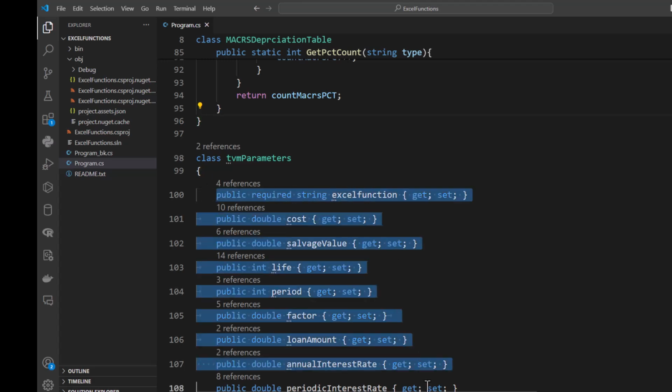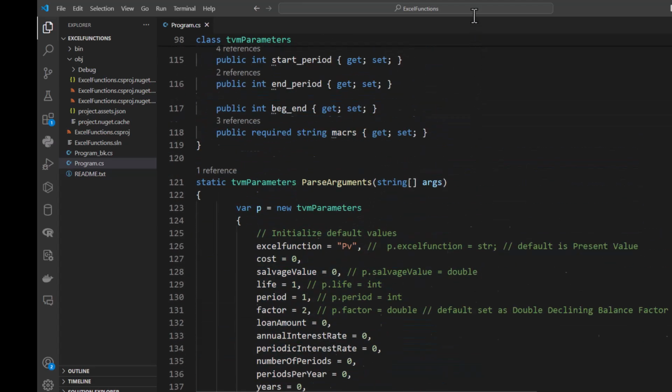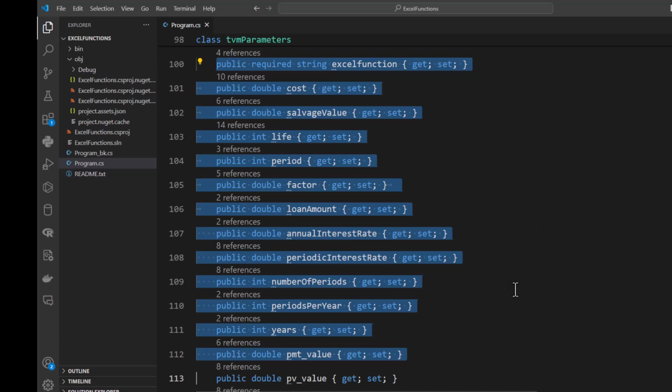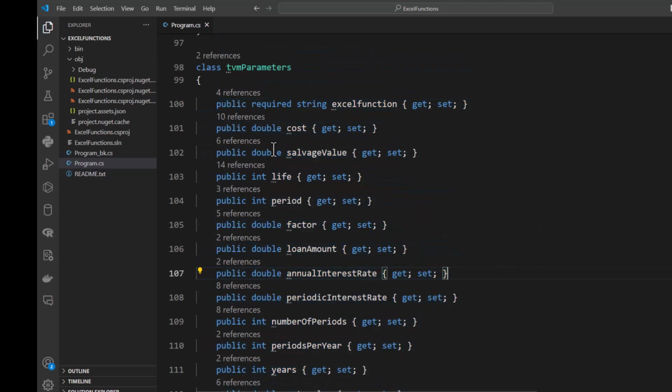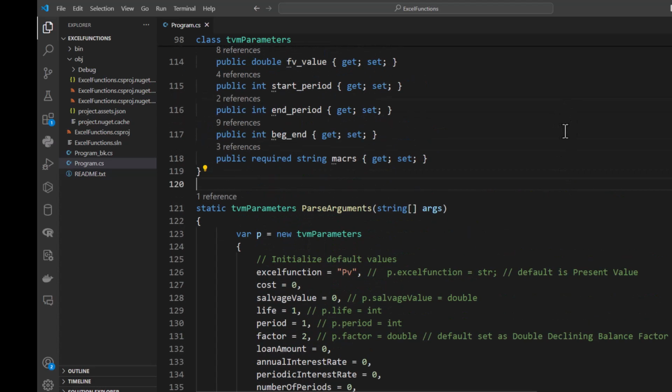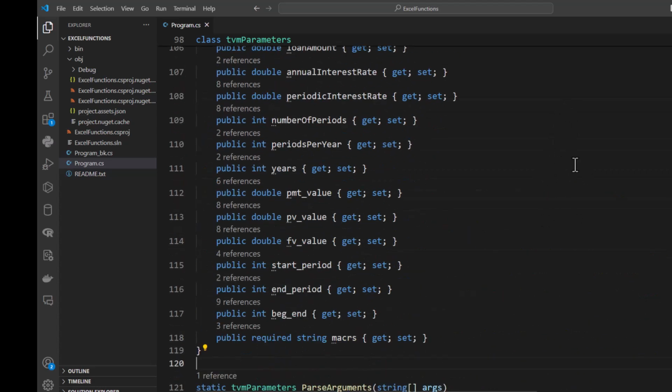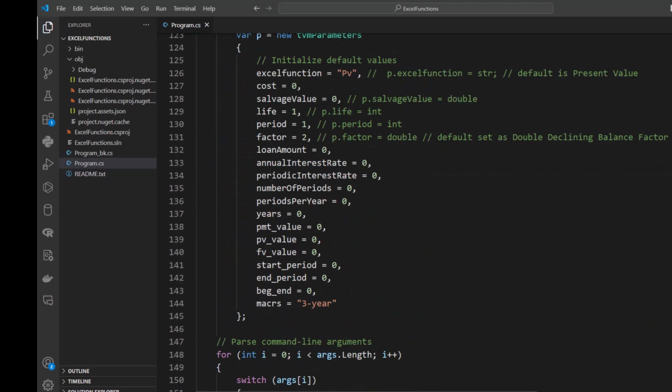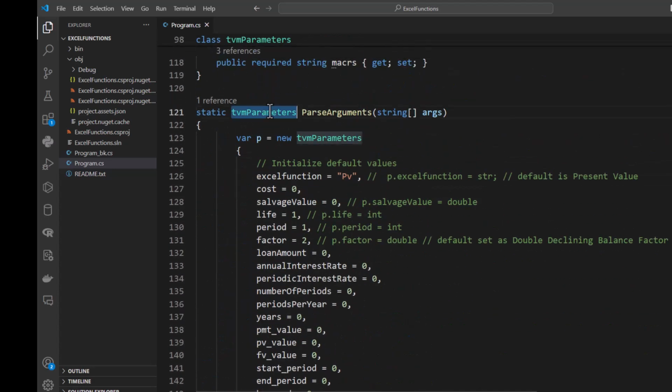Then I have another class called TVM parameters, which is time value of money parameters. And I basically create something for everything I can imagine that I will pass in. So it's for depreciation, I use some of them: cost, salvage, life, period, and factor maybe. But for other time value of money functions, I might use other ones like beginning, end, start period, future value, payment, etc. So I just created one big container here to hold it all. Here I just set the parameters, so I have a default value for each one. That's all I do here.